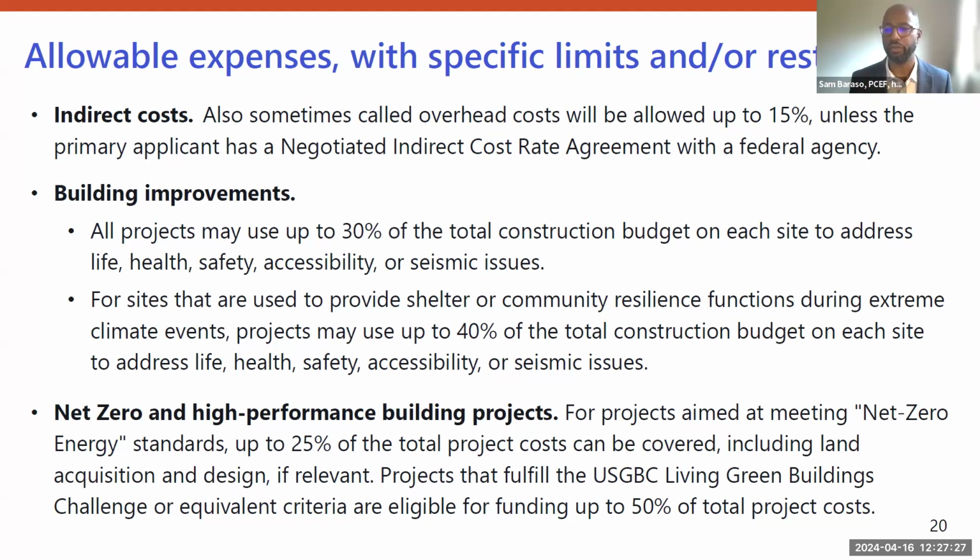And then lastly, for net zero or high performance building projects, for projects that are aimed at getting to net zero, up to 25% of the total project costs can be covered, including land acquisition and design. And instead of taking a measure by measure approach, where in other projects we're going to pay for the individual measures, here we would look at a holistic building, since that's whole building design concepts. And then for projects that go to the higher threshold, that commit to getting to the U.S. Green Building Council's Living Building Challenge or equivalent criteria, they can request up to 50% of funding for the total project costs.